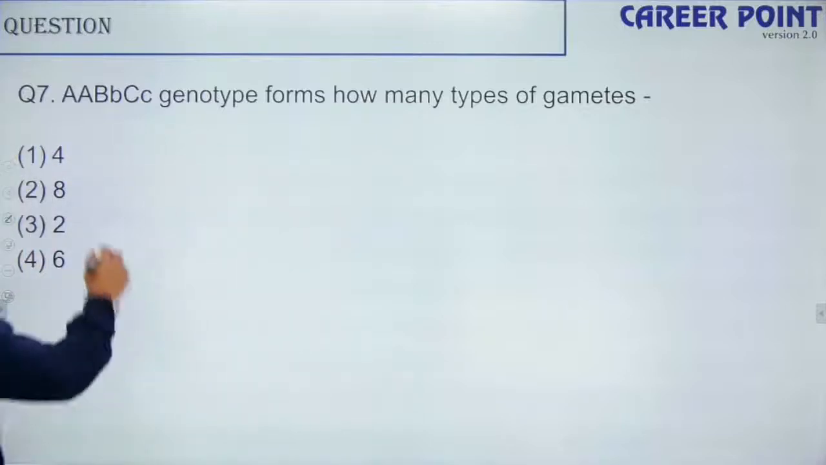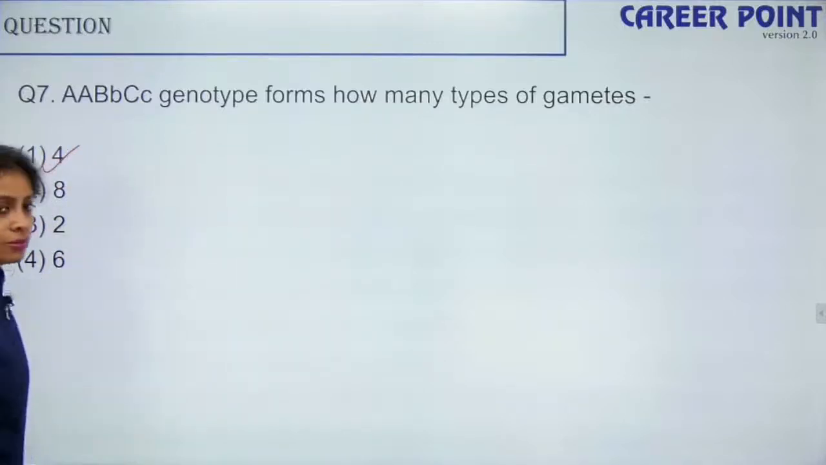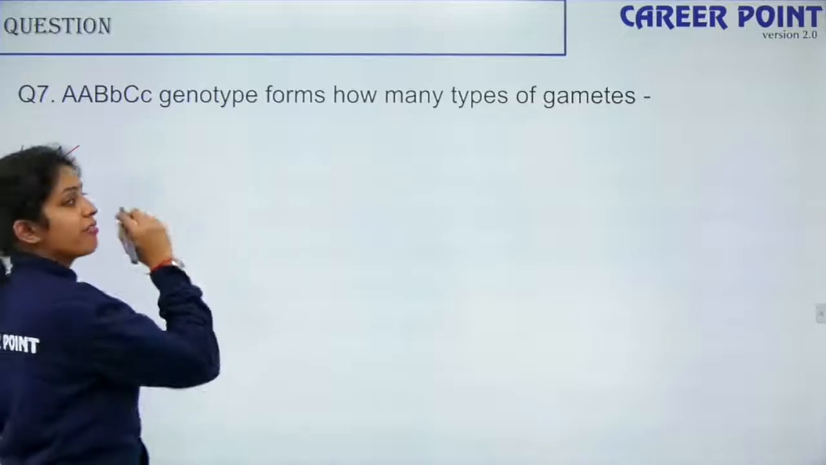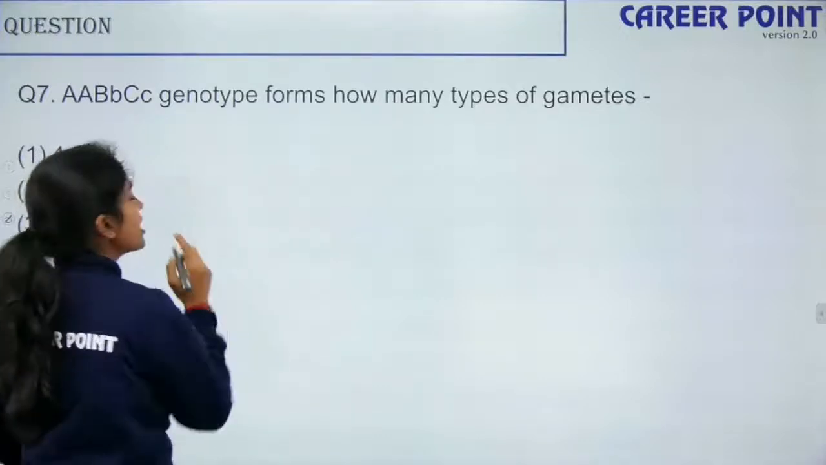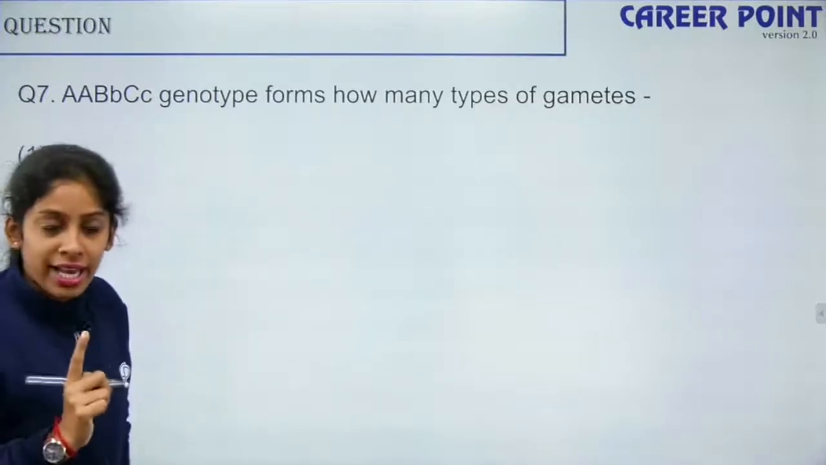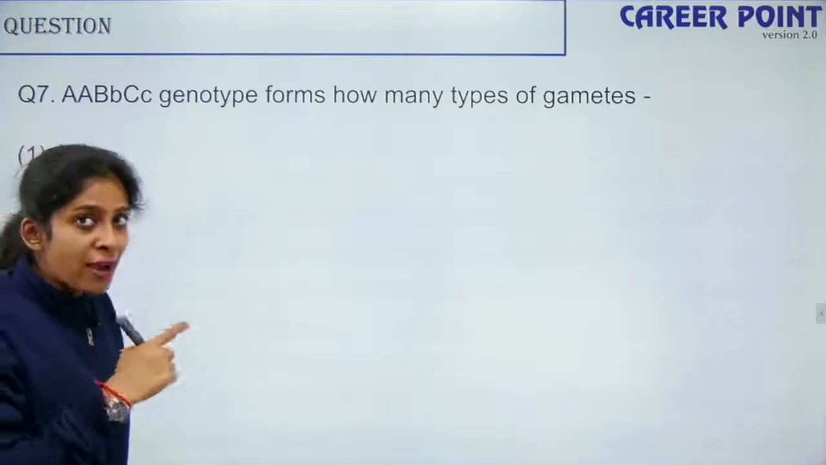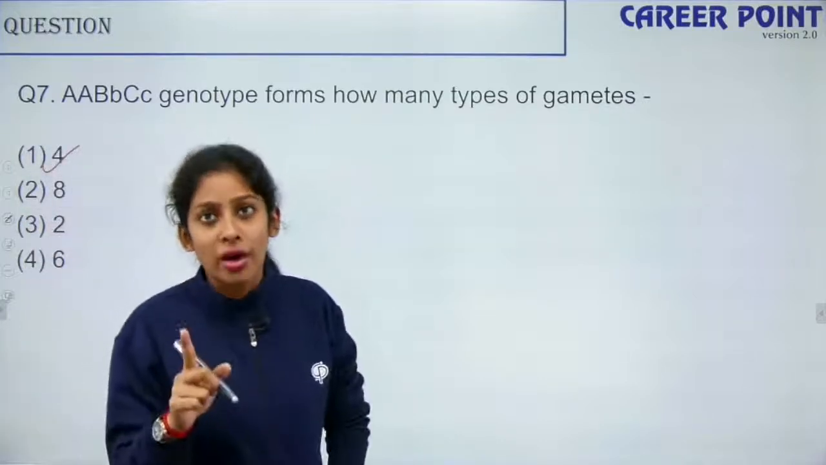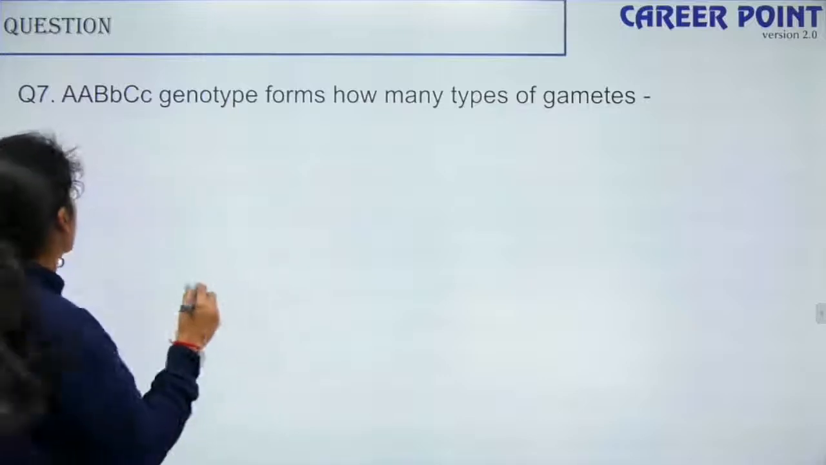Option 1, yes, right, but how? Okay, for all those who have a doubt as to how. So I told you if it's a trihybrid heterozygous, it is 2 power n. Otherwise, it is not 2 power n.